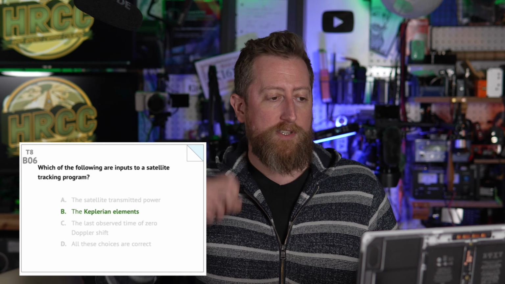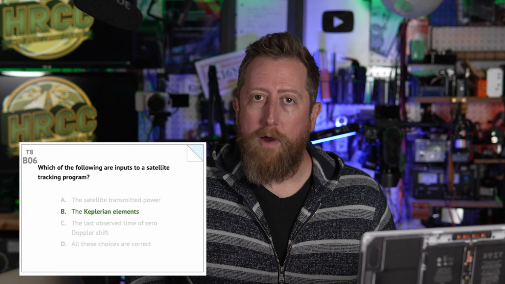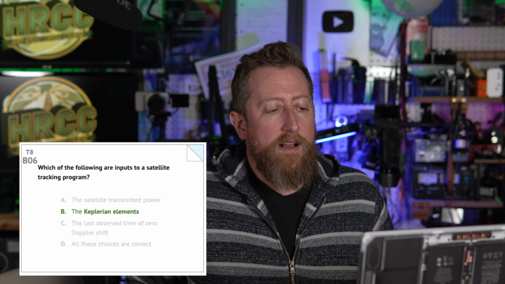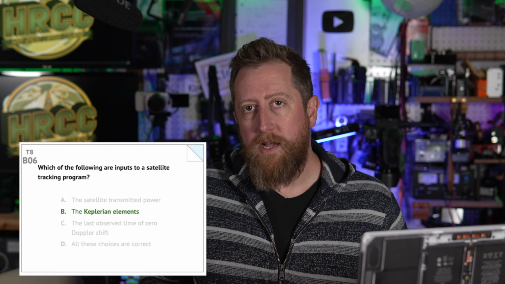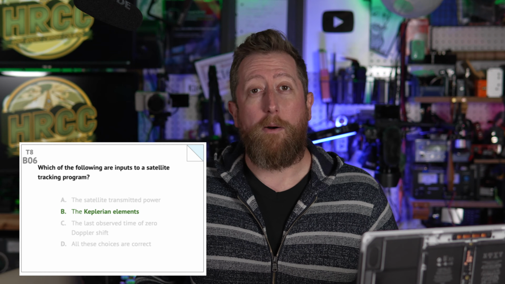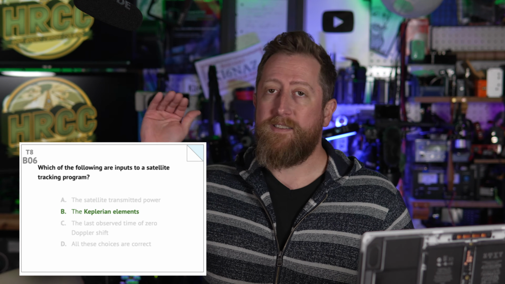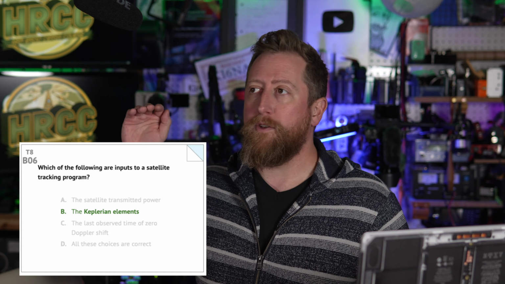Bravo 06, which of the following are inputs to a satellite tracking program? So this is B, the Keplerian elements, and the Keplers, as they're sometimes referred to, is pointing and tracking information as well as timing information. So we can use that for a number of things, but one of them primarily is accurate tracking of what we call passes, and that's when the satellite should be in view when comparing it from horizon to horizon.